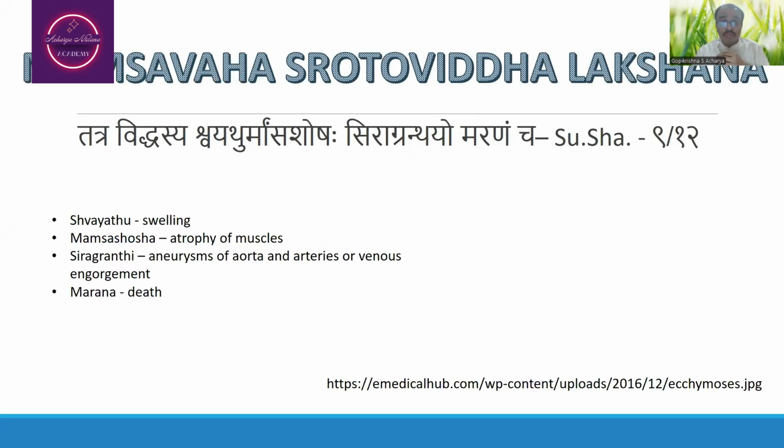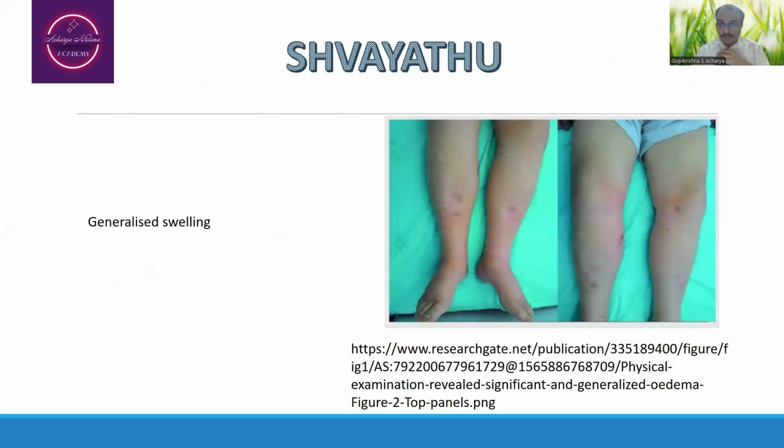Then, what are the Mamsavaha Sroto Vidha Lakshana? If Mamsavaha Srotas is getting injured, what lakshanas are observed? Shushruta says, Tatra Vidhasya Shvayathu Mamsashosha Siragranthi and Marana. So four lakshanas are mentioned. Shvayathu, that is swelling, will be observed. Mamsashosha, atrophy of the muscles. Siragranthi, the swelling observed in the blood vessels itself; the example is aneurysms of the aorta, etc. Marana, death may also be possible.